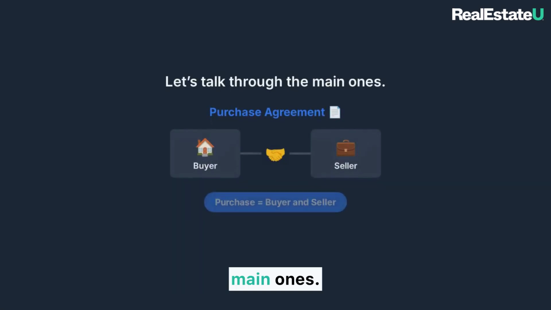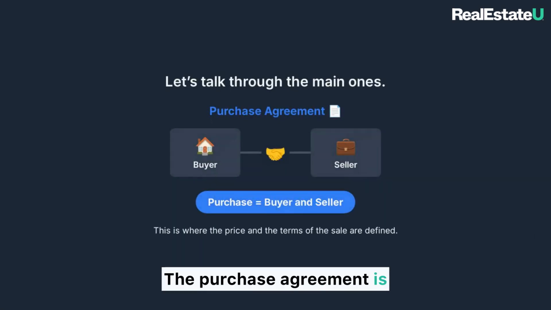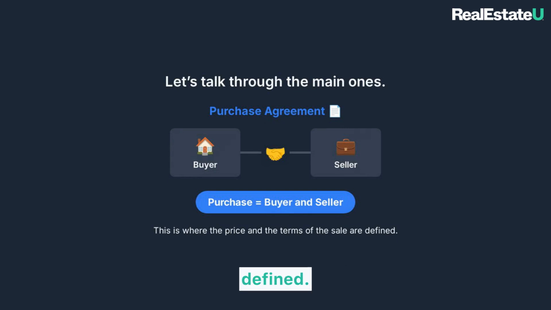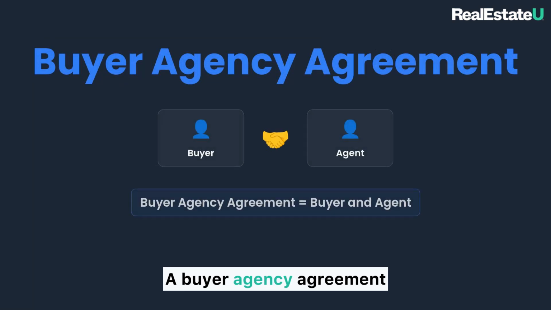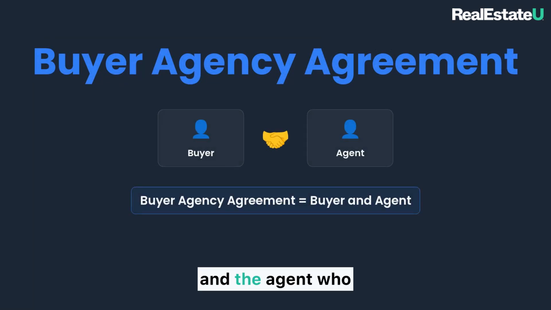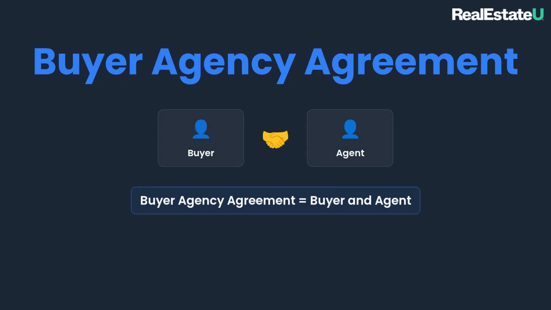Let's talk through the main ones. The purchase agreement is the core agreement between the buyer and the seller. This is where the price and the terms of the sale are defined. A listing agreement is between the seller and the agent or brokerage who will market and represent the home sale. A buyer agency agreement is between the buyer and the agent who will represent the buyer's interests.